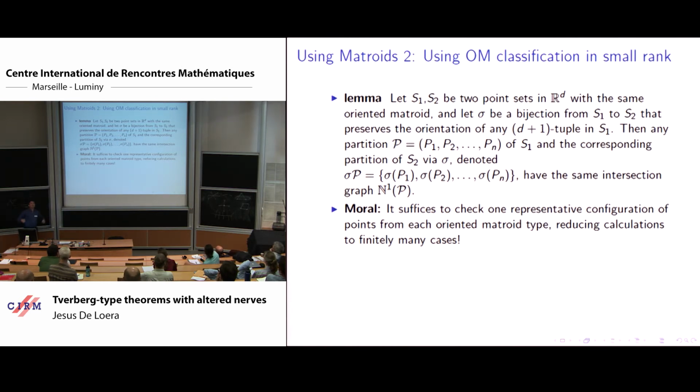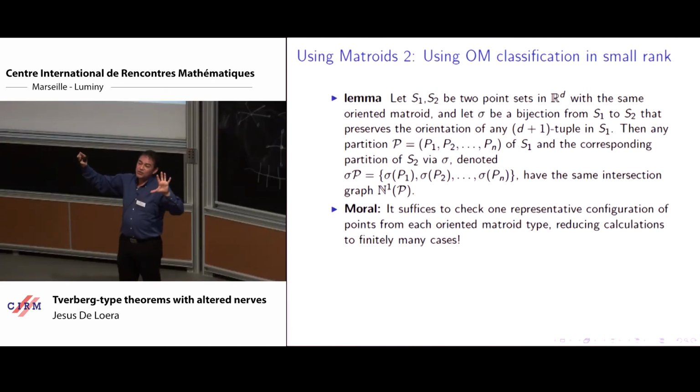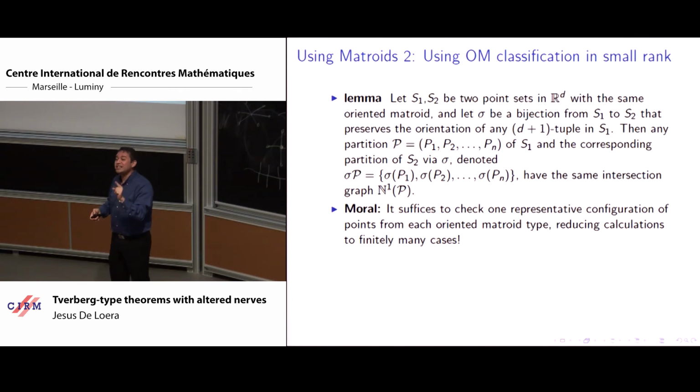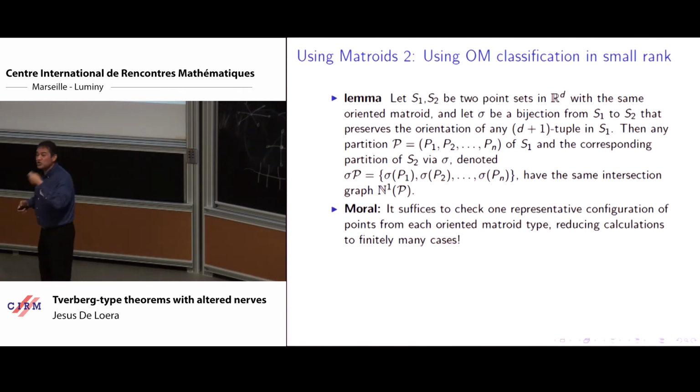Okay, the other place where oriented matroids come into use is computation. We were heavily computational in this project. So how do we do it? Well, we know that if you have two realizations of the same oriented matroid, they will have the same intersection graph. That's one very useful thing for us. It's not the entire nerve. It's just that the one-skeleton of the nerve will be the same.